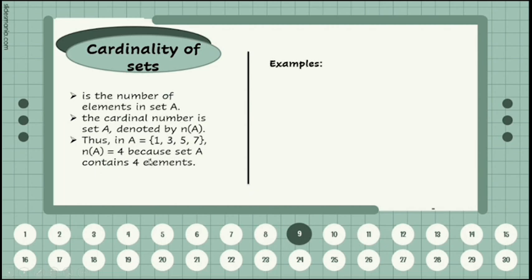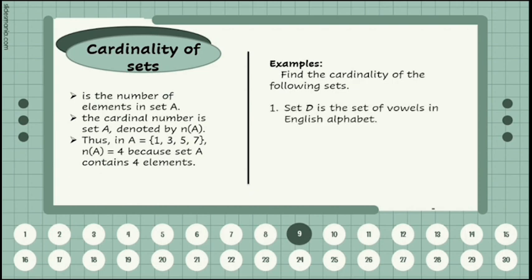So, example here, find the cardinality of the following sets. Number 1, set D is the set of vowels in the English alphabet. So, we have D equals {A, E, I, O, U}. Then the cardinality of set D is equal to 5 since in the English alphabet we only have 5 vowels, or 5 elements. Therefore, the cardinality of this set is 5.